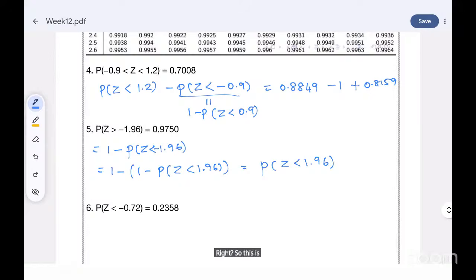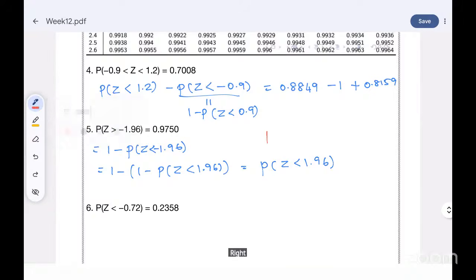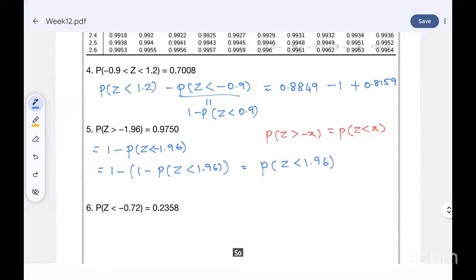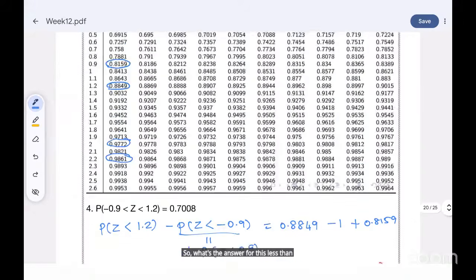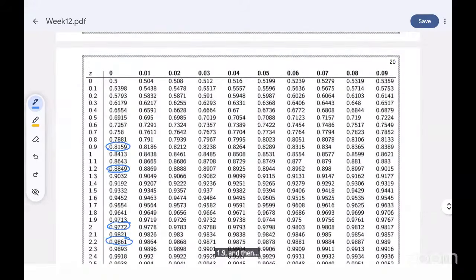Right? So this is what we saw in the very beginning. Probability of z greater than minus x is same as probability of z less than x. So what's the answer for this? Less than 1.96. 1.9 and then there is your 6. 0.975.